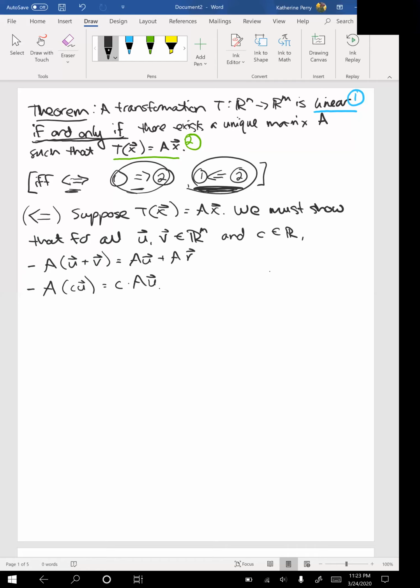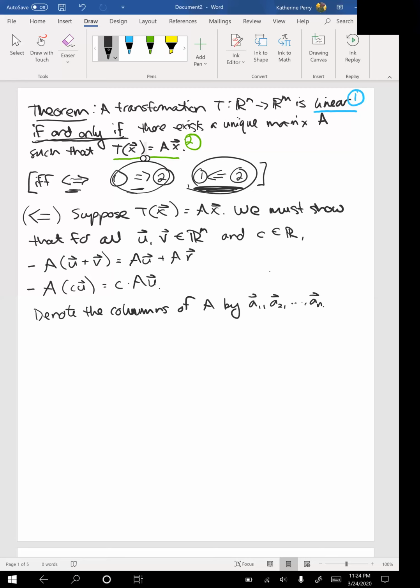And lastly, I am going to denote the columns of A by the vectors A1, A2, up to An.